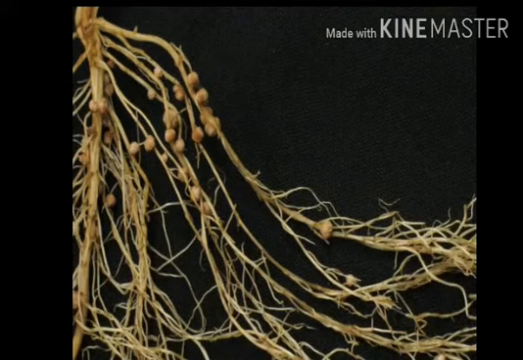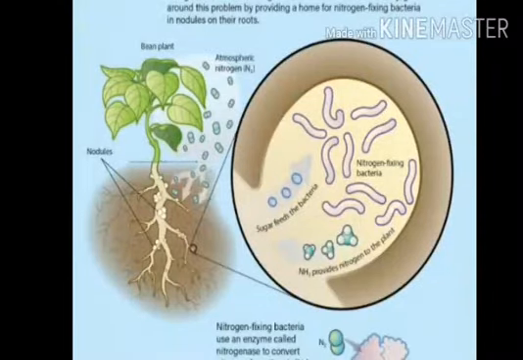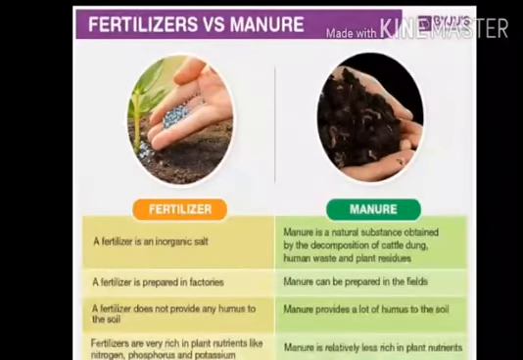You can see the knots on the roots. Inside those knots, pure nitrogen is present. The plant uses nitrogen to synthesize protein. It makes use of nitrogen for the synthesis of protein. This is how the rhizobium bacteria takes nitrogen directly from the atmosphere.